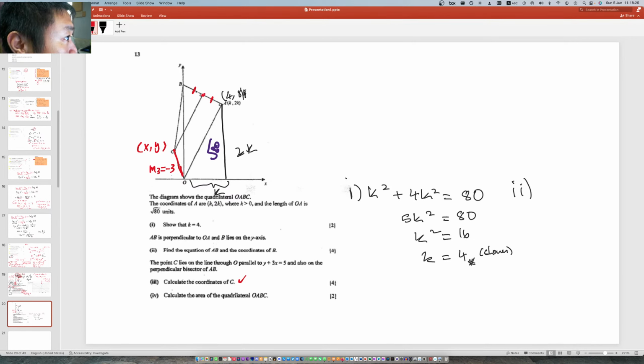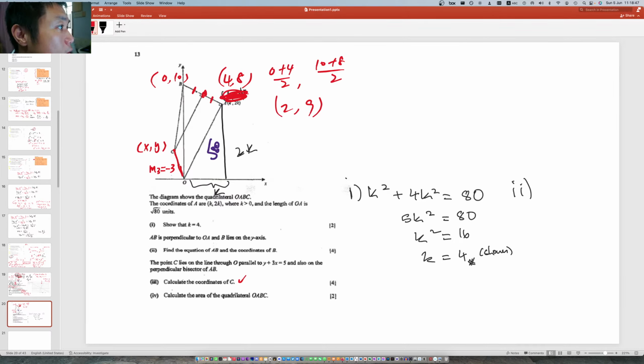So basically, you need to find the midpoint of this. This one is 0, 10. This one is 4, 8. Can you find the midpoint of this? I think you can. The midpoint is 10 plus 8 divided by 2, then 0 plus 4 divided by 2. So it's 2 and 9. So this point is 2 and 9. You understand, right? This point is 2 and 9. I'm using the midpoint theorem here.